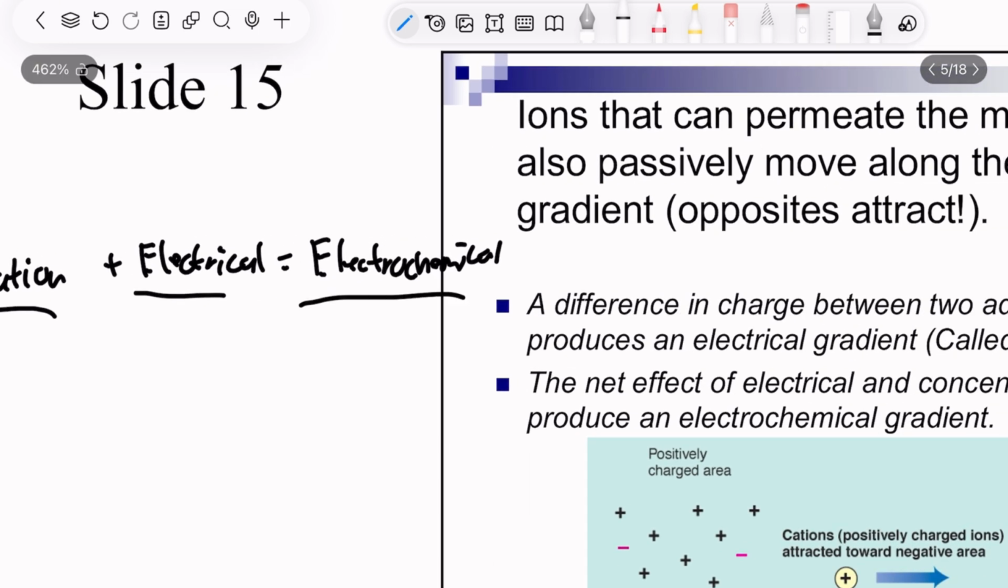And then you have electrochemical gradient. This is the combination of both electrical gradient and the concentration gradient. Ions move in a direction that balances both gradients. This means that ions move not only because of the charge differences, but also due to the difference in their concentration on either side of the membrane.